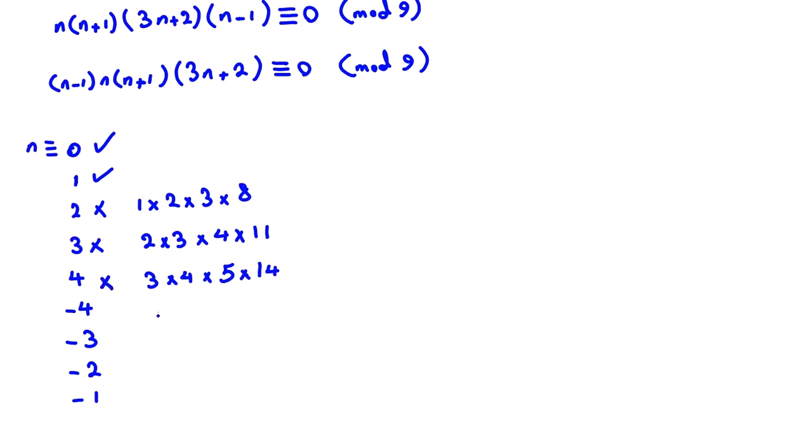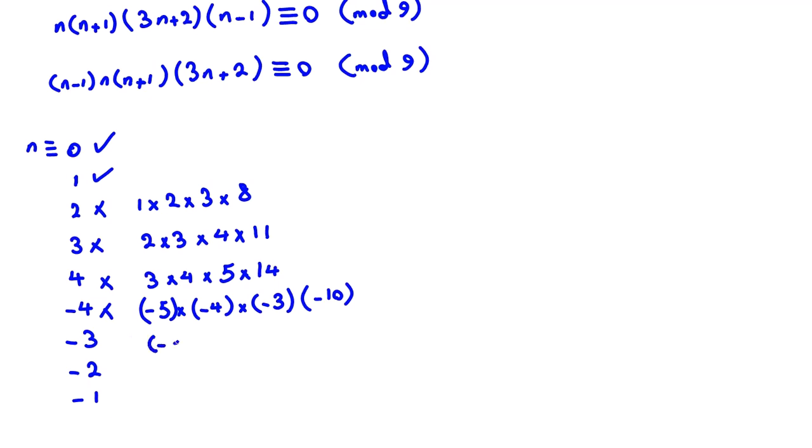Okay, so it's not a multiple of 9. -5 times -4 times -3 times -12 plus 2, which is -10. Okay, it's not a multiple of 9.